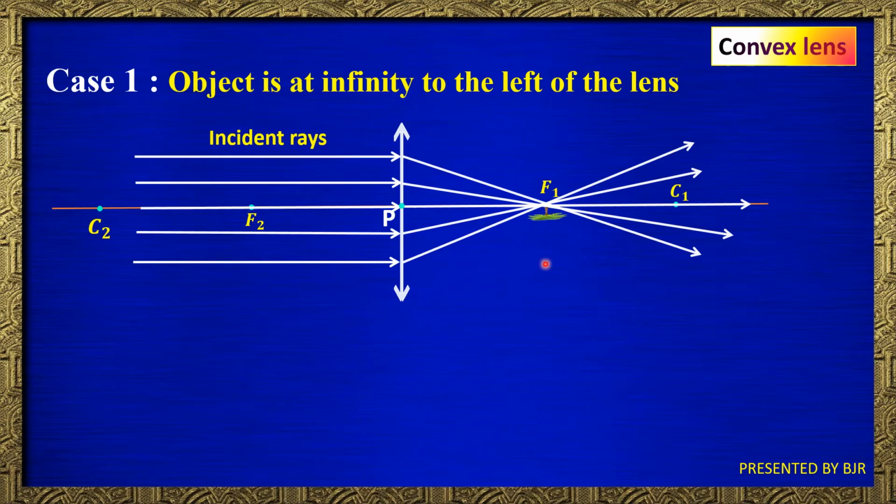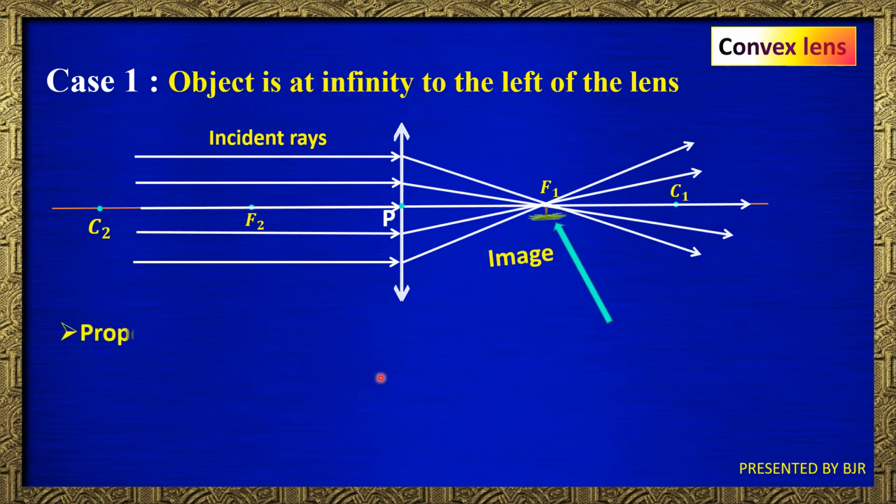Okay. Next, size. It is highly diminished. The size of the tree is very large compared to the size of the image. And type: is it a real image or a virtual image? See here, if you place a screen at the focal point, you will get this image on the screen. That means this image can be obtained on the screen. So this one is a real image.